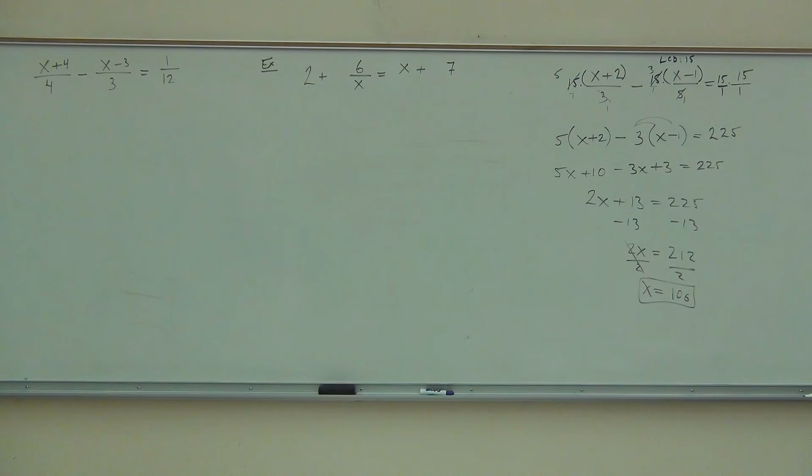Should be almost done with that first one. Hopefully you found the LCD. Hopefully you multiplied that appropriately. Definitely need some parentheses on that problem. Distribute correctly and then solve the basic equation. So first thing, what'd you find for your LCD in our problem up here?